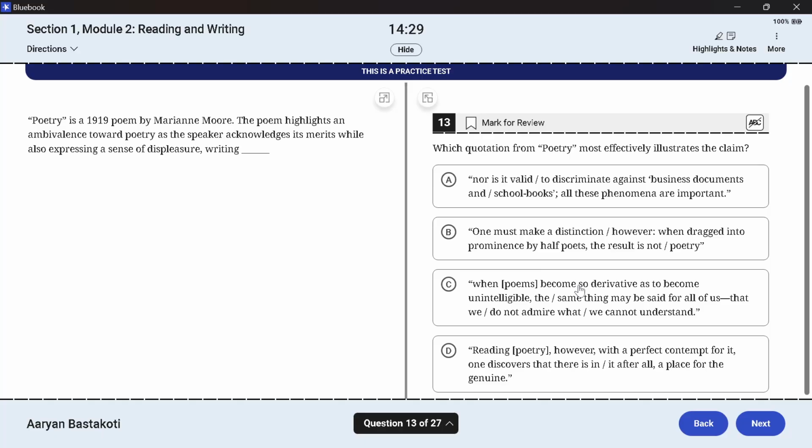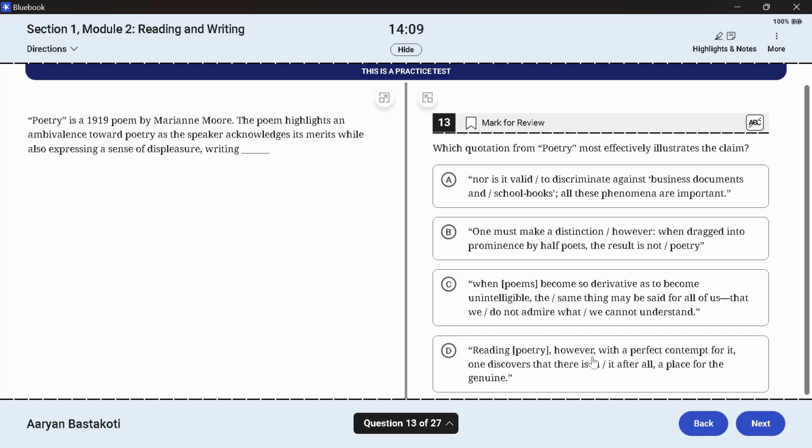When poems become so derivative as to become unintelligible, the same thing may be said for all of us, that we do not admire what we cannot understand. Does this thing mention displeasure? This does not mention displeasure. This does not give a tone of displeasure.